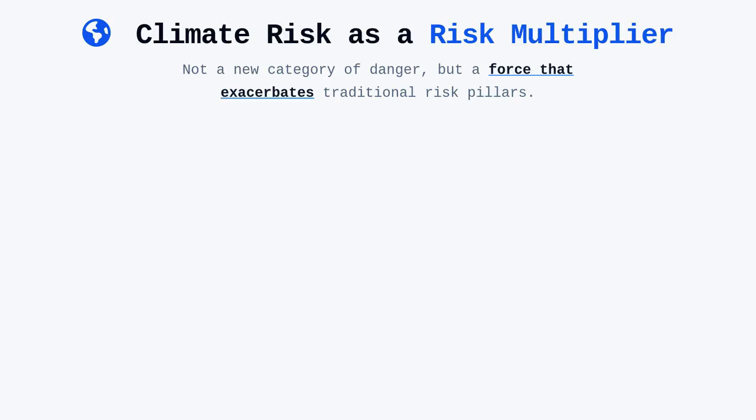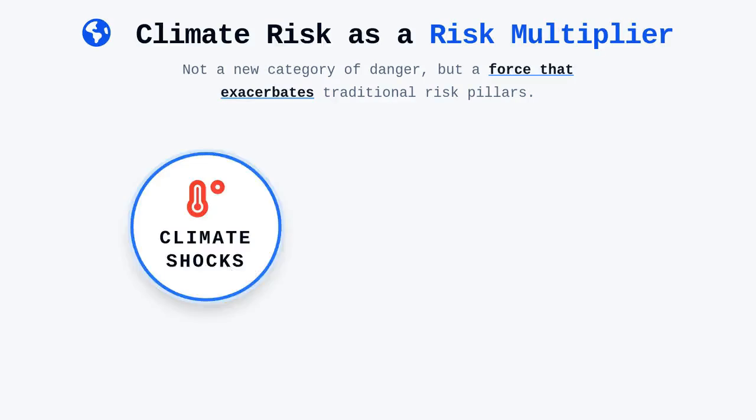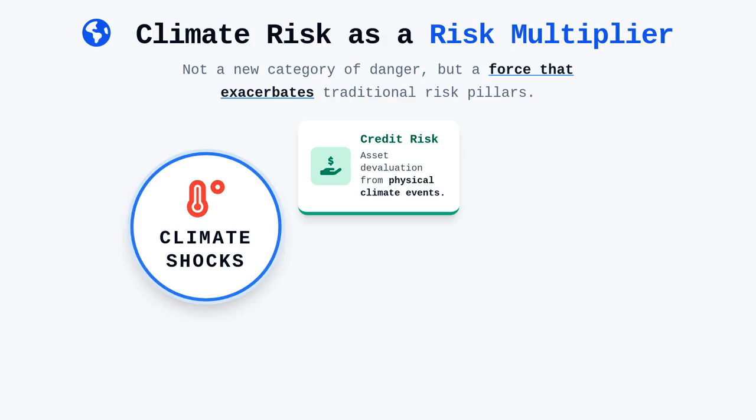Climate risk is not an exotic new category of danger, but rather a set of multipliers that exacerbate the traditional risk pillars you already know. When we look at credit risk, we are no longer just considering the borrower's historical behavior and macroeconomic conditions, but also their vulnerability to sudden shifts in asset valuation due to physical climate events.